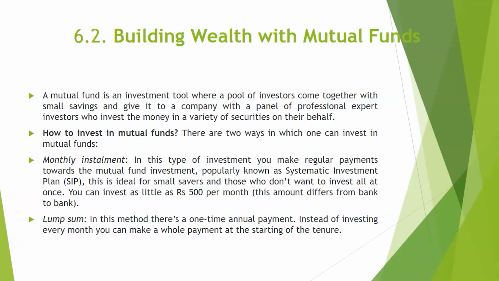There are 2 ways in which one can invest in mutual funds. Monthly installment. In this type of investment, you make regular payments towards the mutual fund investment, popularly known as a systematic investment plan. This is ideal for small savers and those who don't want to invest all at once. You can invest as little as 500 rupees per month. This amount differs from bank to bank. Lump sum. In this method, there is a one-time payment. Instead of investing every month, you can make a whole payment at the start of the tenure.